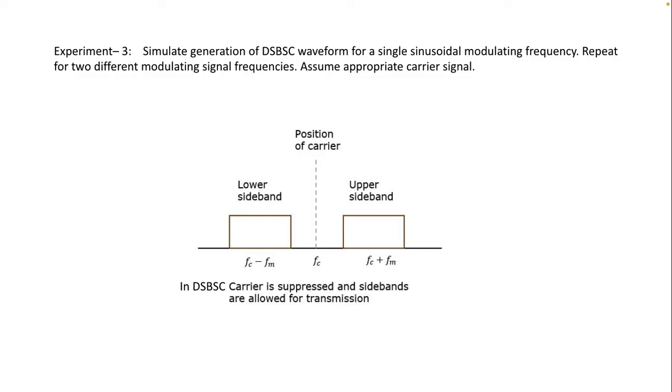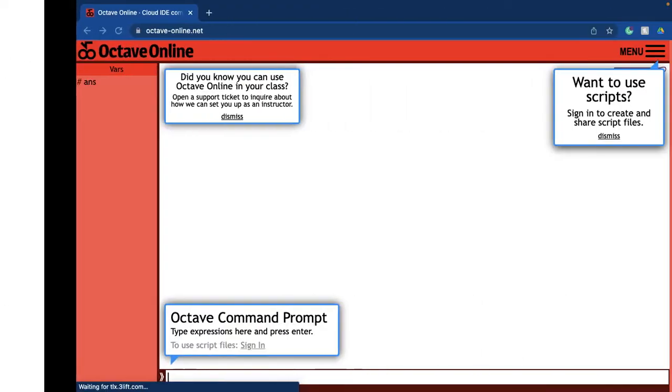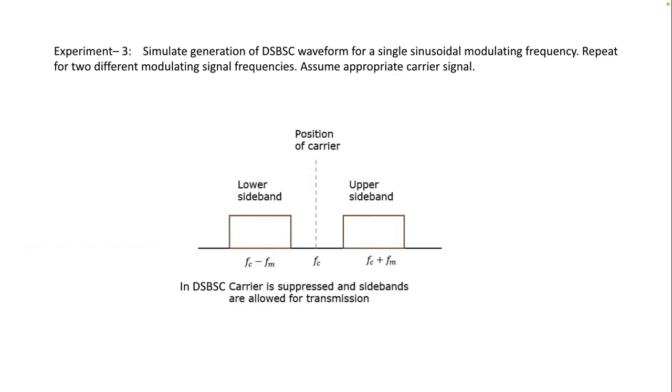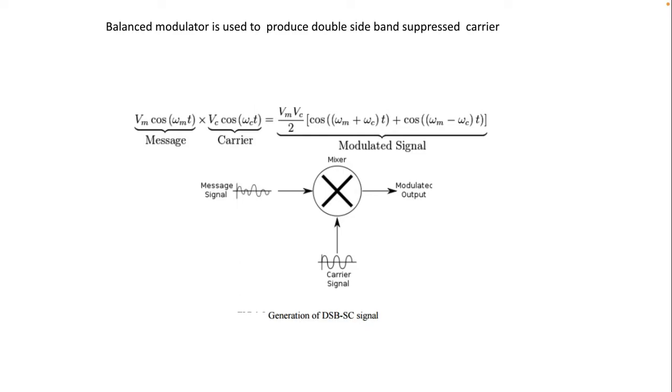The double sideband suppressed carrier is produced by using a balanced modulator. The balanced modulator is based on the nonlinear principles of components like diodes or FET transistors. Here, the message signal and the carrier both, after passing through the balanced modulator, produce the two bands, the upper sideband and the lower sideband.